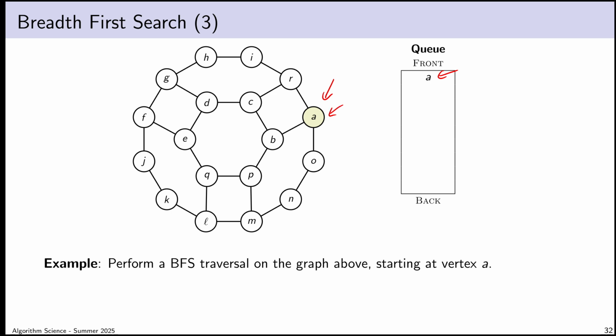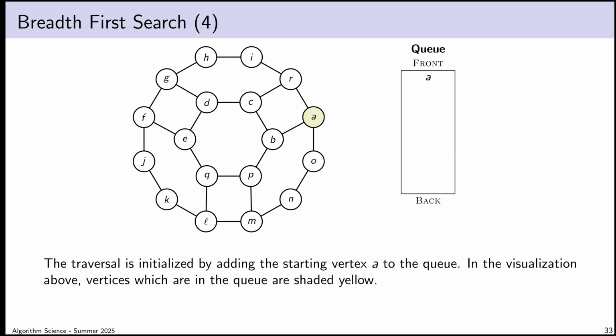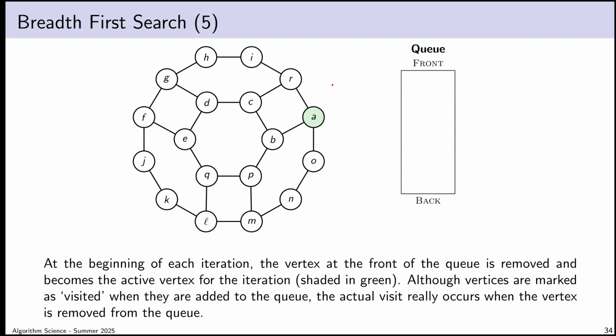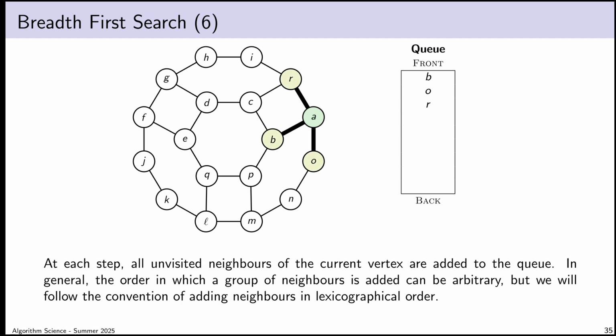Okay, so I begin by adding my starting vertex A to the queue, and then each iteration of my loop, as long as the queue is non-empty, I remove the first thing, and then I look at its neighbors, and I add any unvisited ones to the queue. Okay, so the first step is visit vertex A. So when I'm actually visiting a vertex, I will shade it green as before. And then I add all of its unvisited neighbors to the queue. I add them in alphabetical order. So just like before, if the vertices have letters, then we use alphabetical order. If they have numbers, we use numerical order. So I add B, then O, then R.